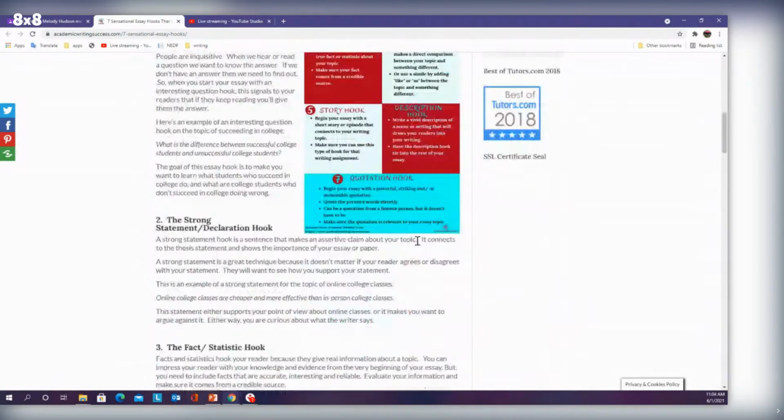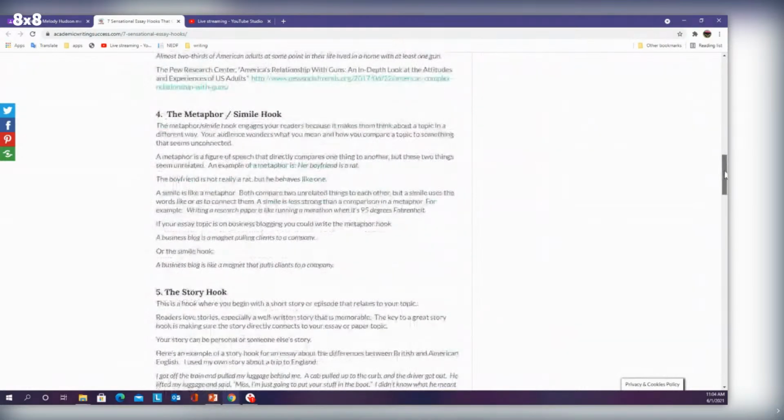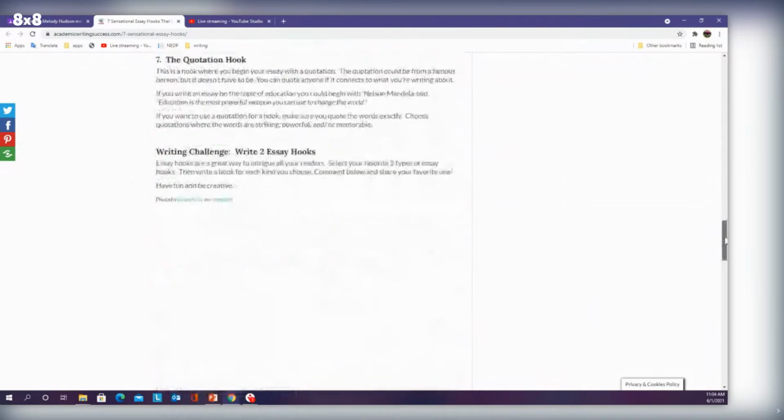And finally, a quotation hook, where you begin your essay with a powerful, striking, or memorable quotation. Quote the person's words directly. You can have a quotation from a famous person, but it doesn't have to be. It can be someone in your circle. And make sure the quotation is relevant to your topic. That's pretty much it. If you want more detail about each one of these hooks, it's there on the page.